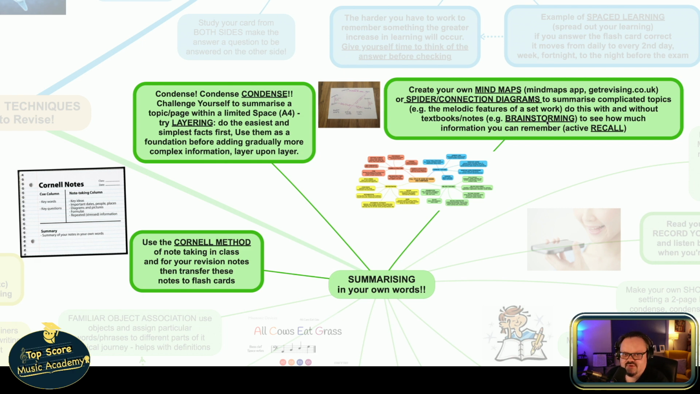Just list what you can remember and what you forgot, and anything that you need to follow up on, that you find tricky, find hard, don't know how to revise, or don't understand at all. Yeah. So, summarizing in your own words.